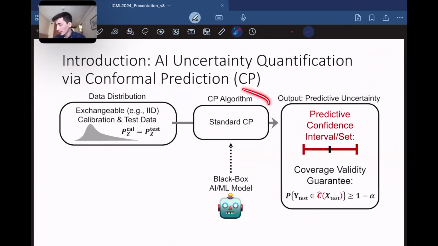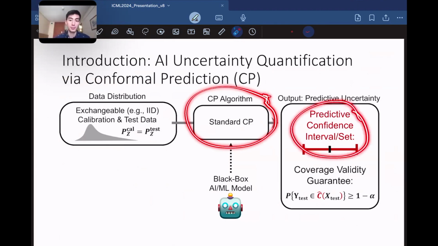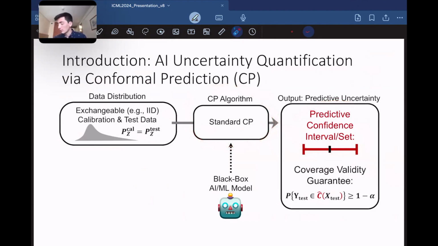Okay, so conformal prediction, represented here in this diagram, is an approach to AI uncertainty estimation, which specifically computes a predictive confidence interval or set. And one really nice thing about conformal prediction is that under standard assumptions, it has a coverage validity guarantee. So what is this guarantee saying? It's saying that for some input test point, X test, the true label Y test that we're trying to predict is actually contained in this confidence interval or set with probability at least 1 minus alpha, where 1 minus alpha is specified by the user. So this could be, say, 90%, or if you want a 95% confidence interval, you could specify it that way. Roughly, coverage is saying that you actually have a reliable interval here.